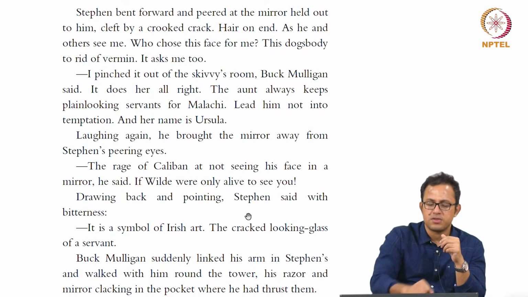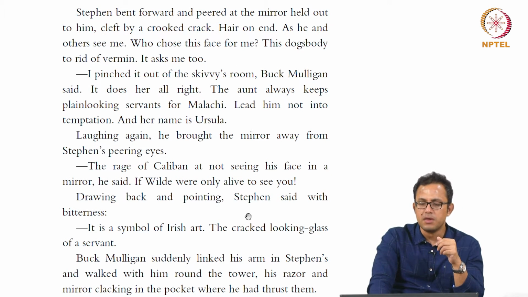So Stephen bent forward and peered at a mirror held out to him, cleft by a crooked crack, hair on end, as he and others see me. Who chose this face for me? This dog's body, to rid of vermin, it asked me too. I pinched it out of the skivvy's room. Buck Mulligan said, it does her all right. The Underwoods keeps plain-looking servants for Malachi. Lead him not into temptation. And her name is Ursula. Laughing again, he brought the mirror away from Stephen's peering eyes.